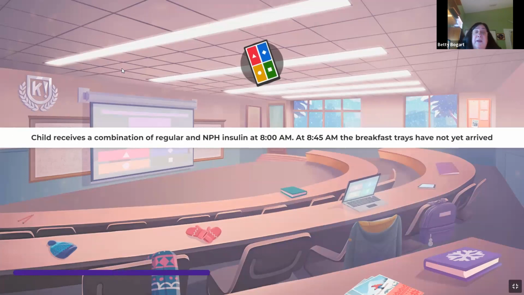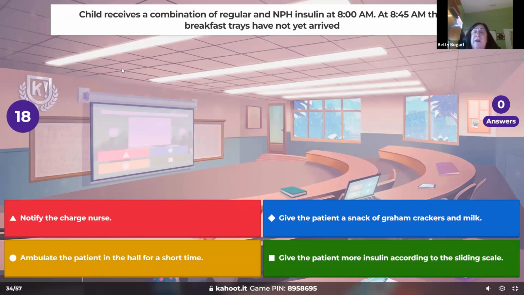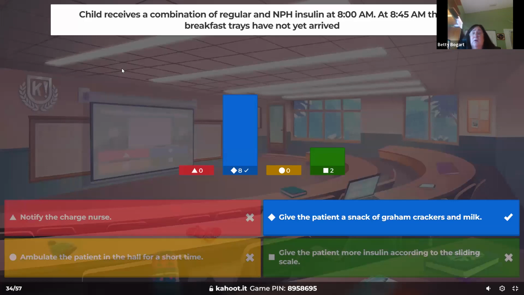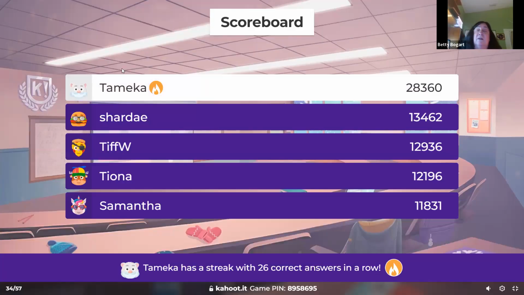A child receives some regular and NPH insulin at 8 o'clock, and at 8:45 the breakfast trays have not arrived. What do you know you need to do? What did I tell you about giving regular insulin to a patient? I mean, you're covering before breakfast. Well, you've given something that works really, really quick. The NPH I'm not worried about. The regular insulin, they need something now. So give them a snack, give them something. Graham crackers and milk will work until breakfast comes, or else the child is going to go hypoglycemic.